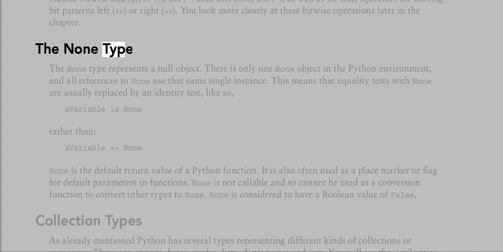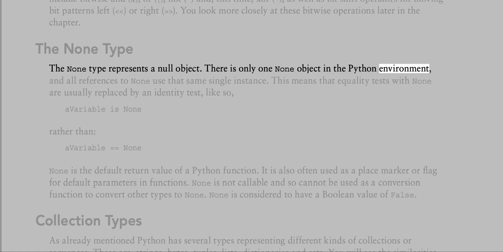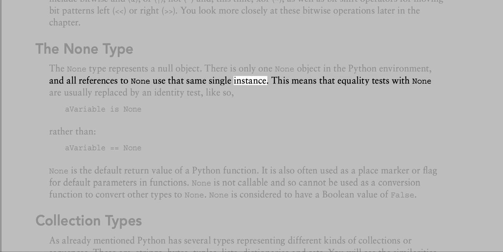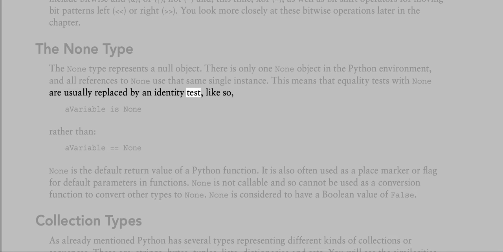The None type. The None type represents a null object. There is only one None object in the Python environment, and all references to None use that same single instance. This means that equality tests with None are usually replaced by an identity test, like so: a variable is None, rather than a variable equals None.